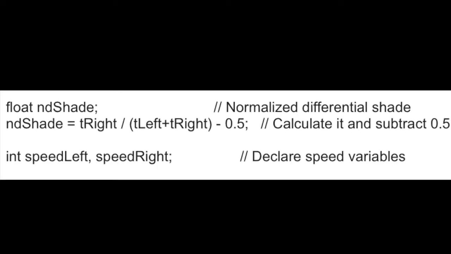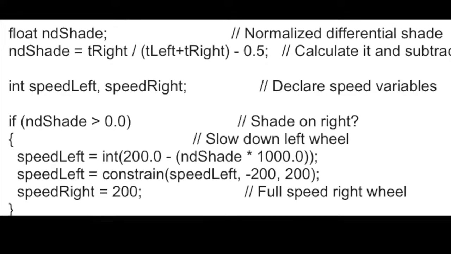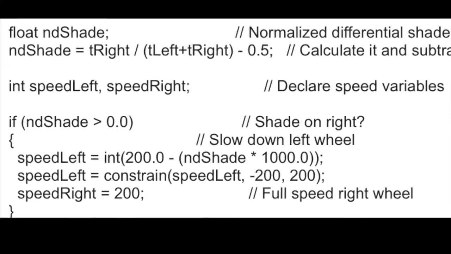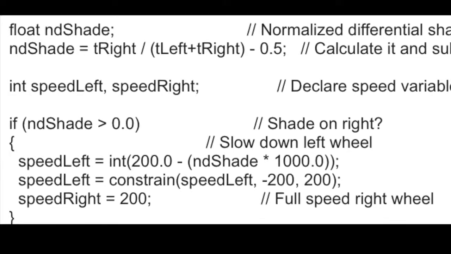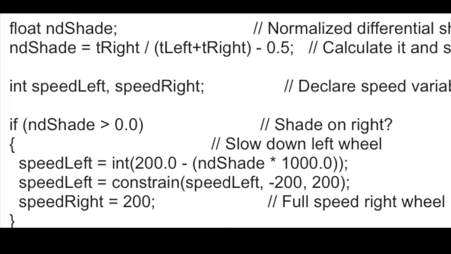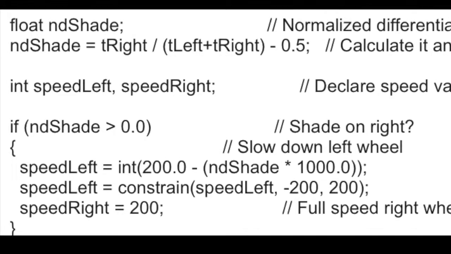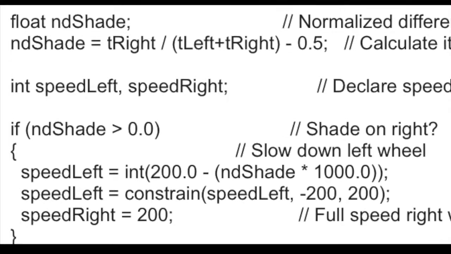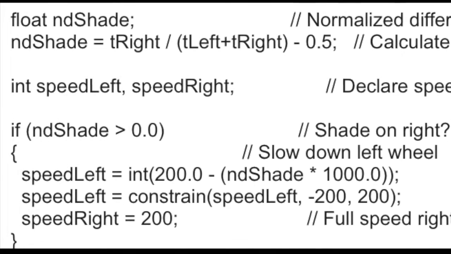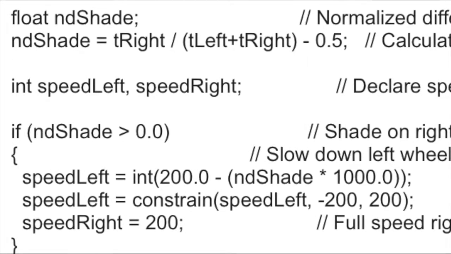it will go straight. If right phototransistor's shade is bigger than left, then the first part of the equation will be bigger than 0.5. So when it is subtracted by 0.5, it will be bigger than 0. This leads to the first if section. When ND shade is greater than 0, that means there's shade on the right.